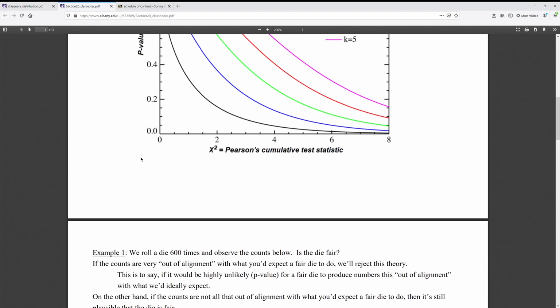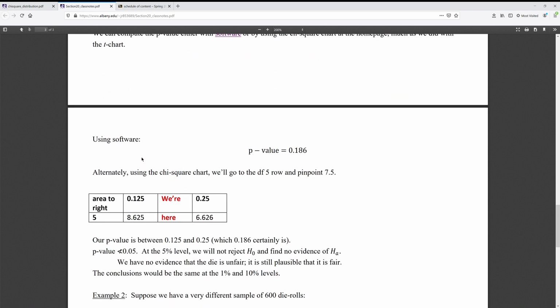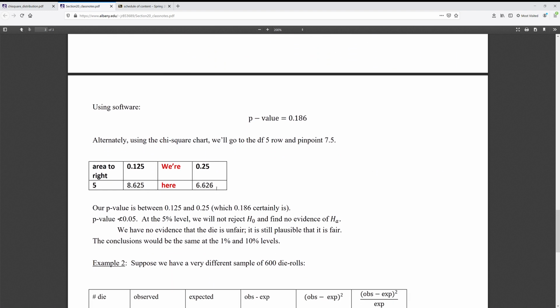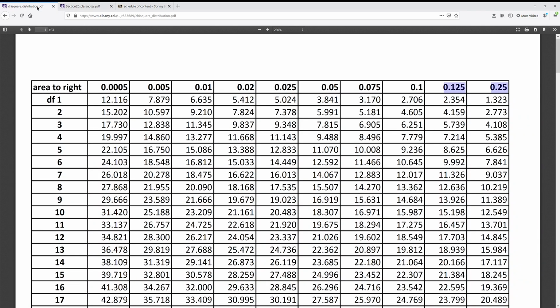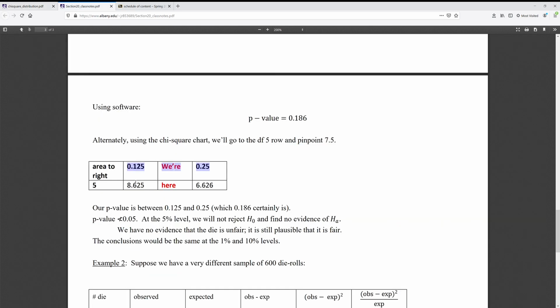So that should be all summarized here with the chart method. There it is. Because our 7.5 is between those two entries, our corresponding tail is between 12.5% and 25%. Which is enough to tell you what you need to know, right? Assuming that it is a fair die, you would get counts as out of alignment on a sample of 600, as we did, between 12.5% and 25% of the time. So it's just not that strange.